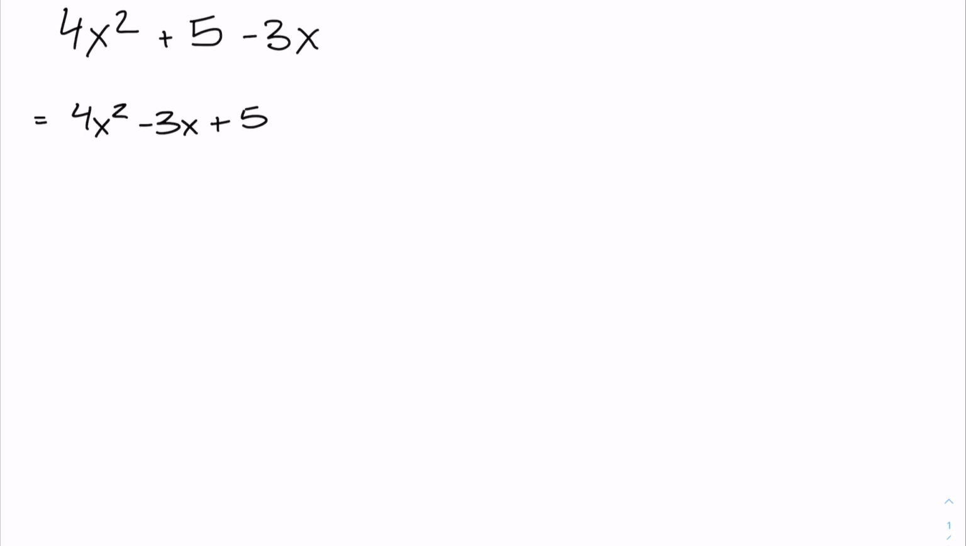And now that you've done this, from the first two terms, you're going to factor out the entire coefficient in front of the x squared. So I'm going to factor out the 4 from this term and this term. And that is going to leave us with this.